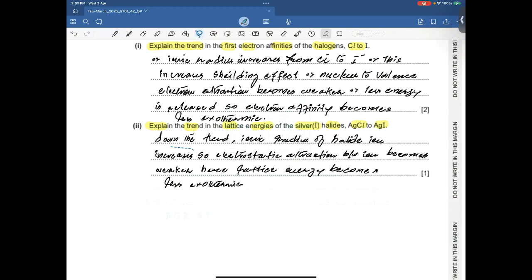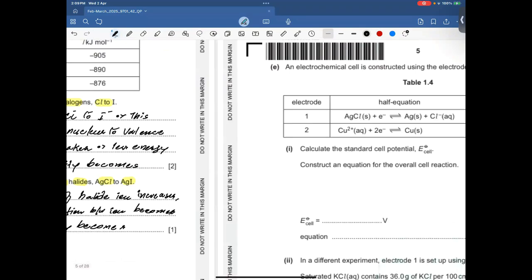Let me add one more thing. Ionic radius of halide ion increases, charge density decreases. All right. Let's move on to the next part of the question. Let's see what we have in it.